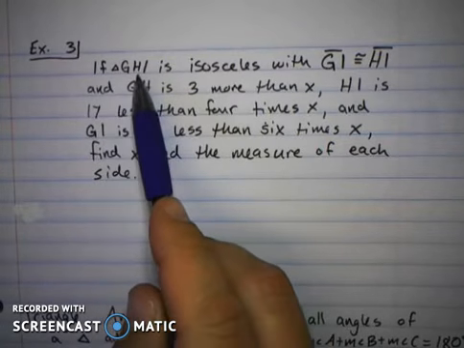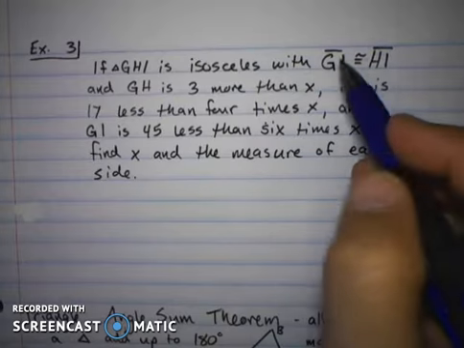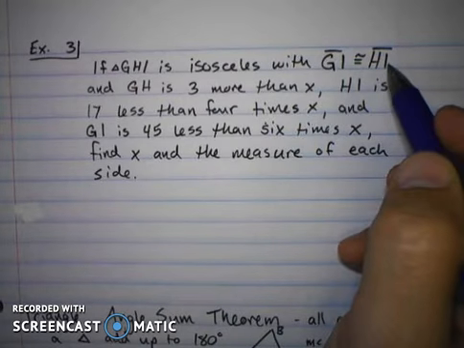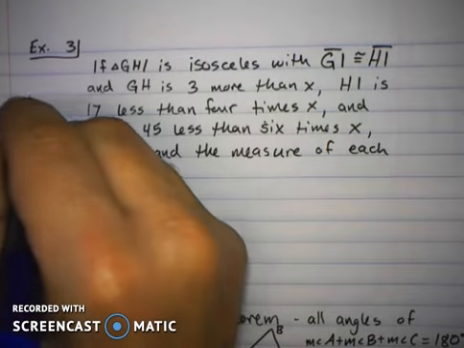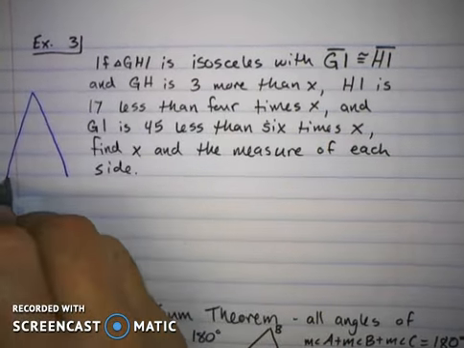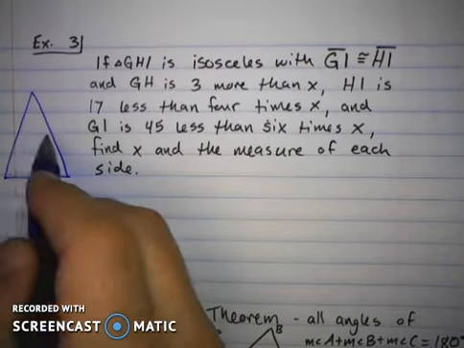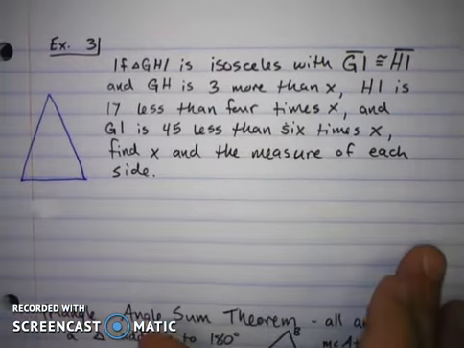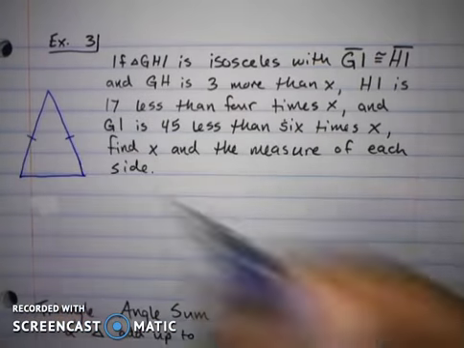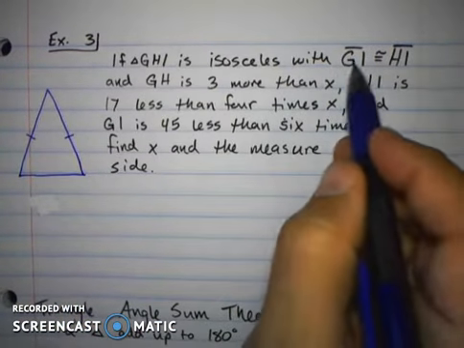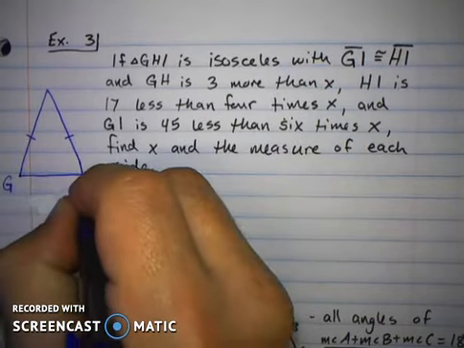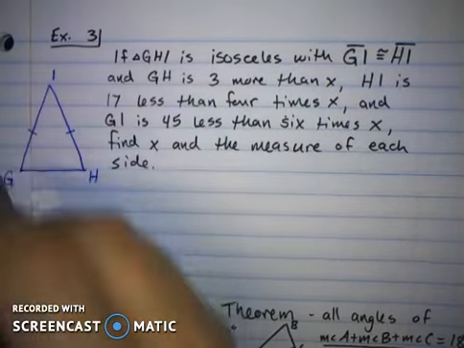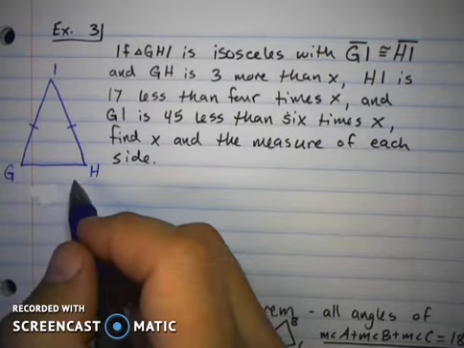If triangle GHI is isosceles, where GI and HI are congruent, before I read anything else, I'm going to draw that picture. It does not have to be drawn to scale, but you do need two sides congruent to one another. Okay, so I'm going to draw my isosceles triangle like this. GI and HI are congruent. That means G and H are down here, and I is up here. So the GI and HI are congruent.